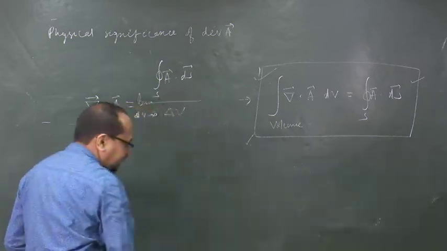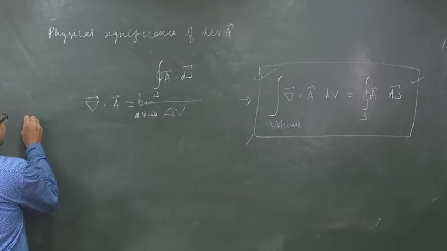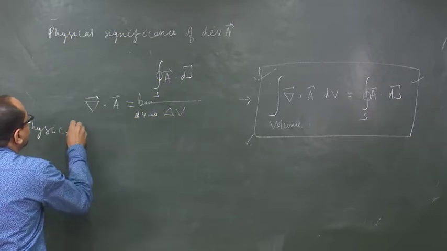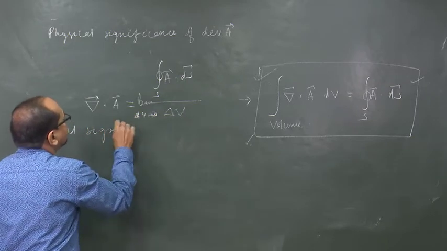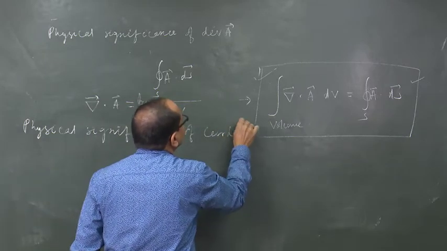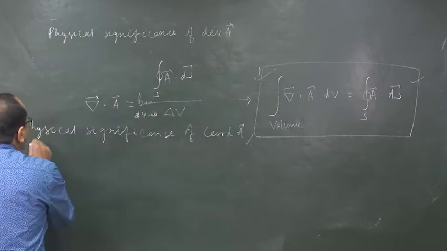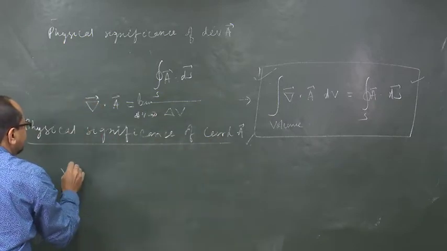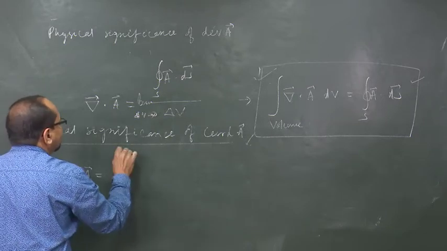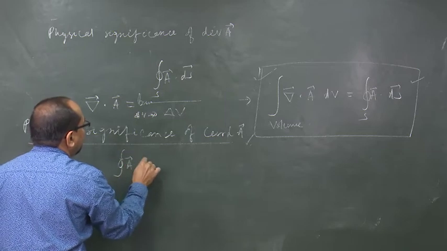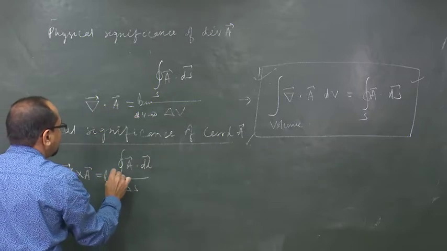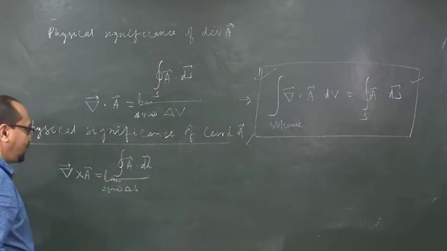So, we can write the physical significance of curl as: curl of a vector A is equal to the line integral of the vector per unit surface element. Of course, in the limit delta s tends to 0.